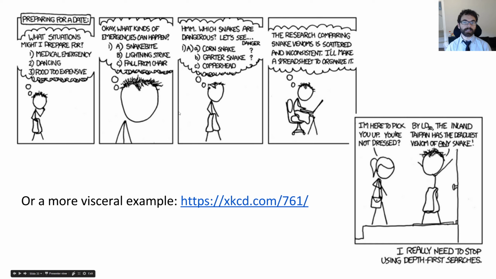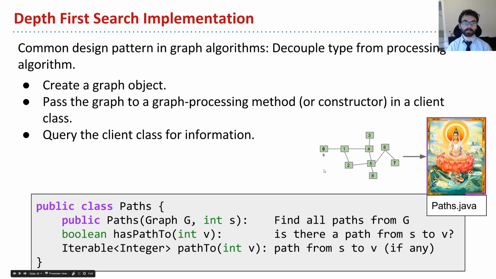So that is depth-first search. Well, I guess this is the punchline. Okay, whoops, I didn't know there was a punchline. I forgot. So, hey, you're not dressed yet. Well, you let them know, your date, that the deadliest snake is indeed this snake. And so in this case, depth-first search may not be the most appropriate thing for preparing for dates, and that may be true for real computational problems as well.